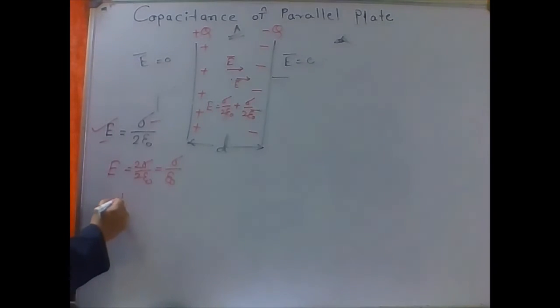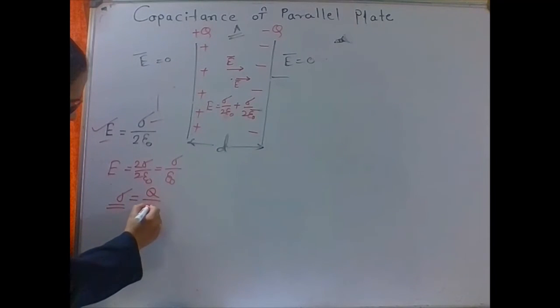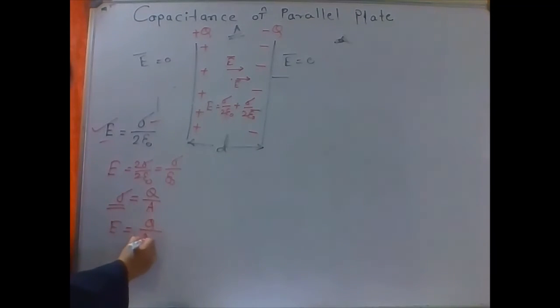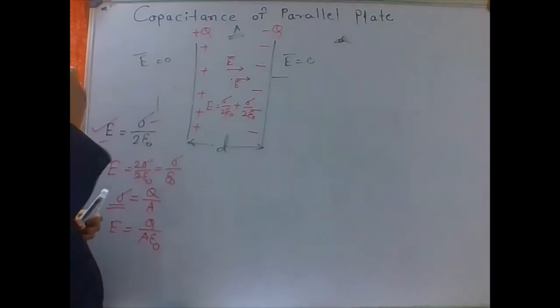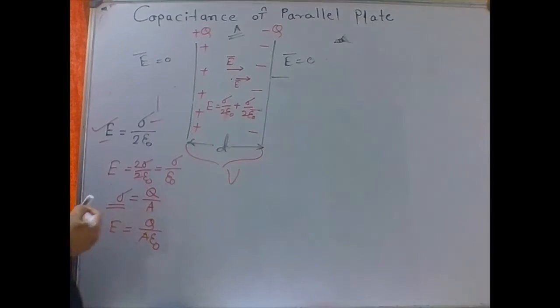We know sigma is the surface charge density. How do we define the surface charge density? Surface charge density is defined as charge per unit area. We can put this quantity here. We found E is equal to Q upon A epsilon 0. We consider the potential difference between these two plates to be V.